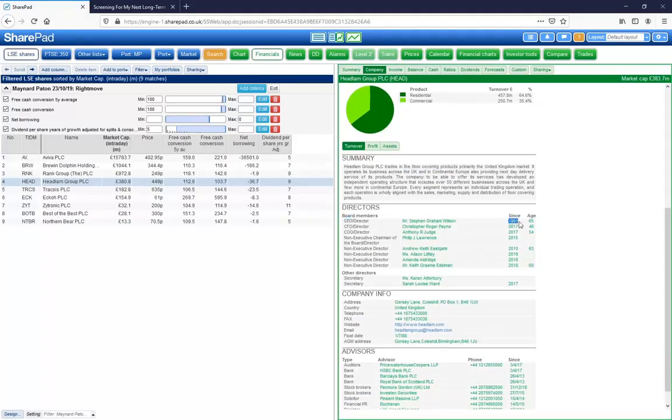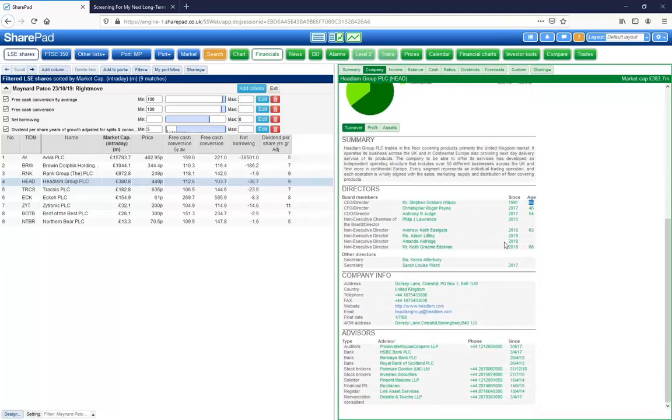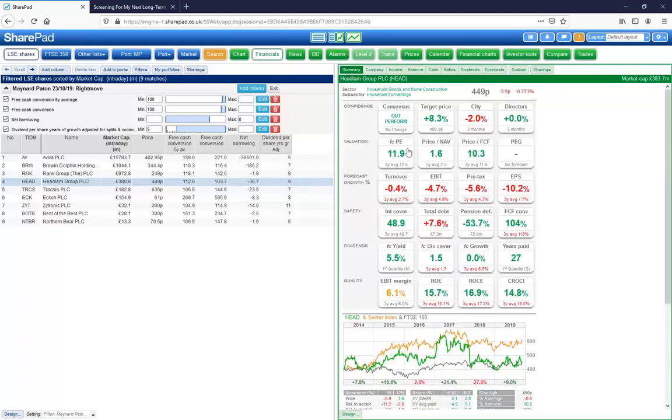He's been here, or at least on the board, since 1991. So again, a lot of experience there. He's 65, so he could be close to retirement. That's something to bear in mind. Summary. So the rating here is only 12 times, so that's a modest rating. The yield is 5.5%, so that's attractive as well on the face of it.